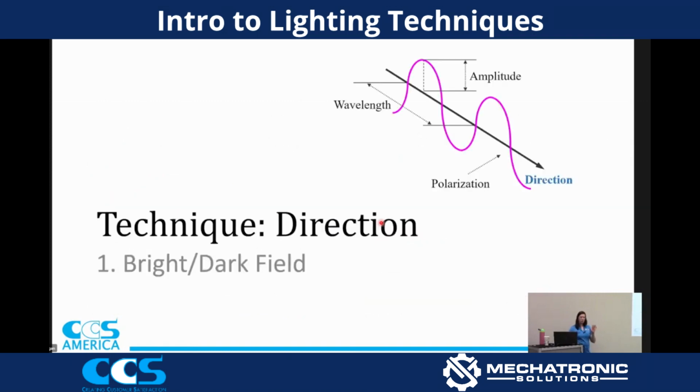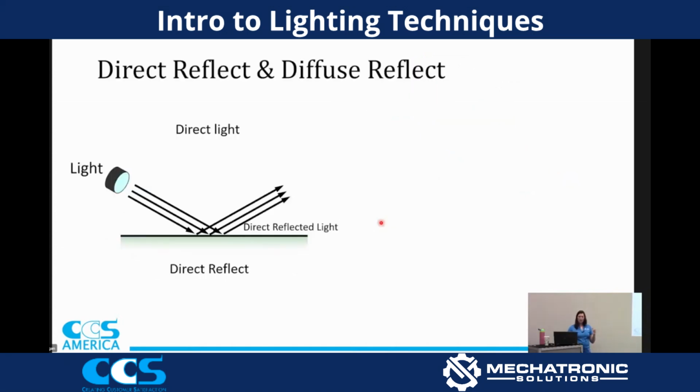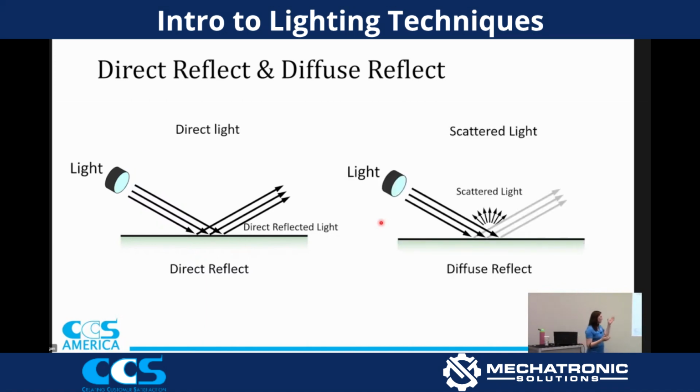Okay, so starting with the direction, we talk about bright field and dark field illumination. When we have light reflecting off of our sample, a direct reflection is where the light shines down, hits our sample, and is reflected away at the same angle at which it hit the sample. We call that a direct reflection. Versus scattered light, which is what I talked about at the beginning. The light shines down, and it scatters out in that direction, but it also scatters out in every direction. So it's not just one and one, it's one and then everything.